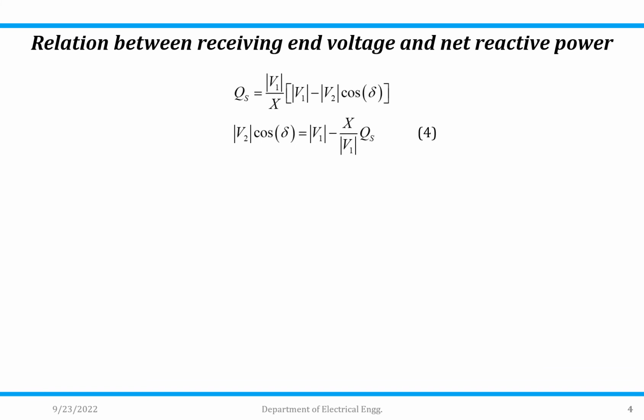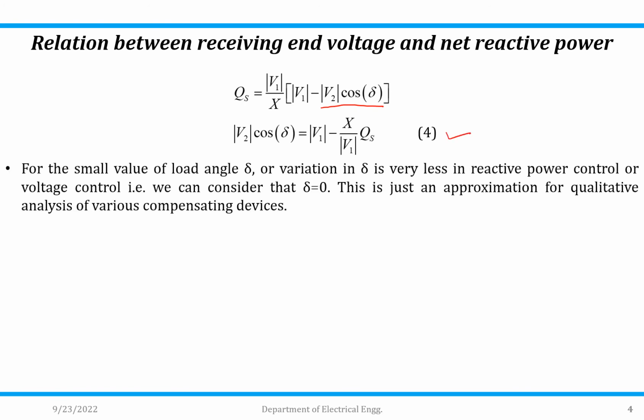Now from the previous expression, I am going to write an expression for V2 cos delta. It will be V1 minus X upon V1 into QS. Mark this as equation number 4.